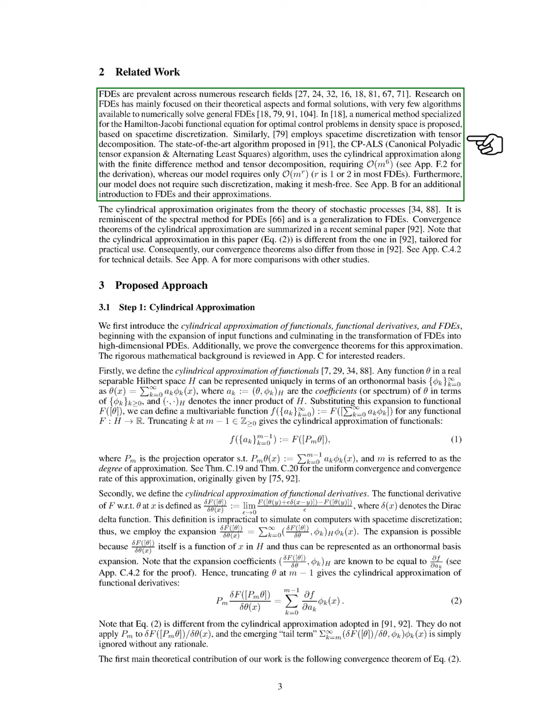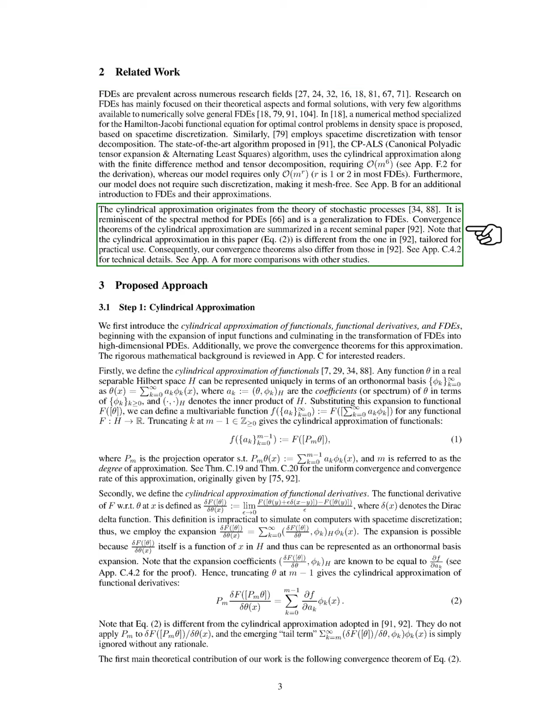The cylindrical approximation we use is based on stochastic process theory and serves as a generalization for FDEs, similar to the spectral method for partial differential equations, PDEs. Recent papers summarize the convergence theorems related to this approximation, which differ from those in previous works tailored for practical applications. We provide further technical details and comparisons in the appendix. Next, we outline our proposed approach, starting with the cylindrical approximation.